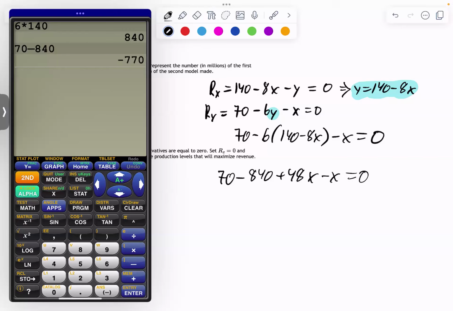This becomes 47x. When I add the 770 to the other side, I get positive 770. So there's my x coordinate. To get the y coordinate, I'm going to go back up to the highlighted blue up there, plug in my x.